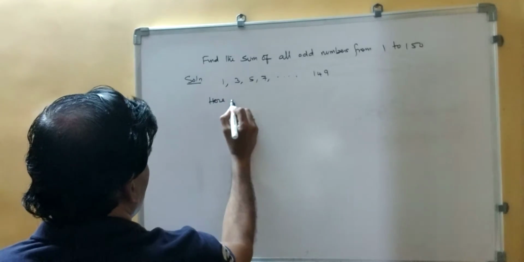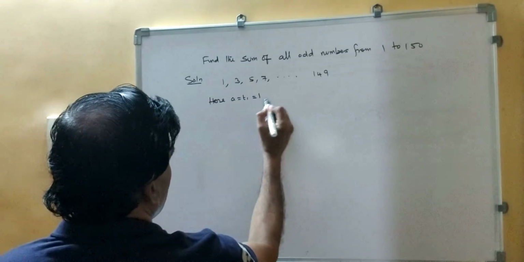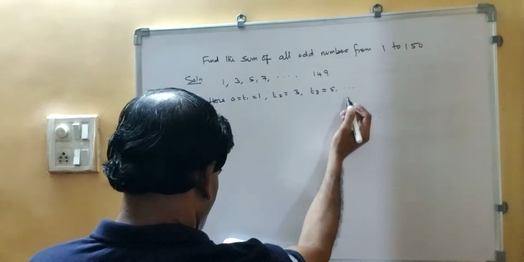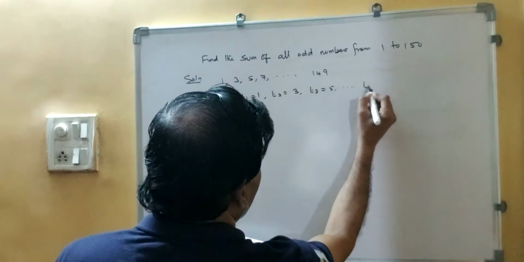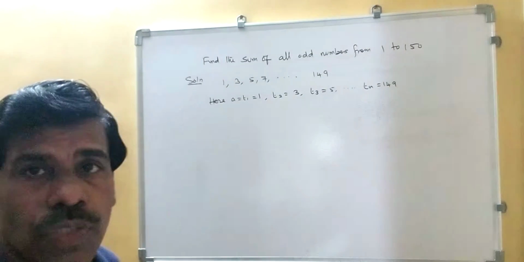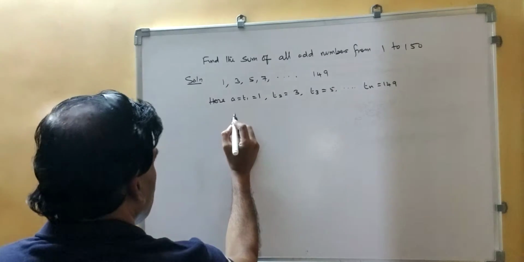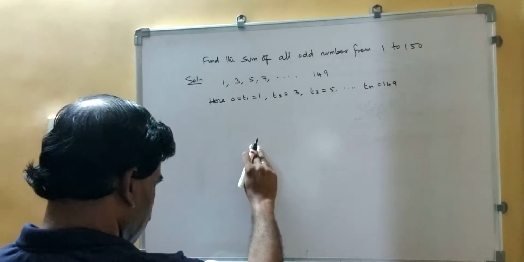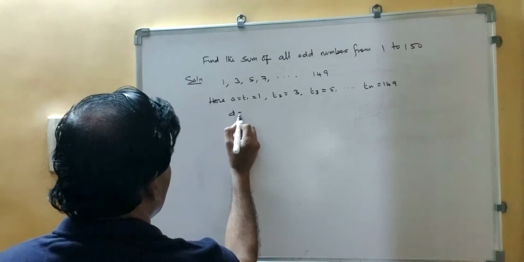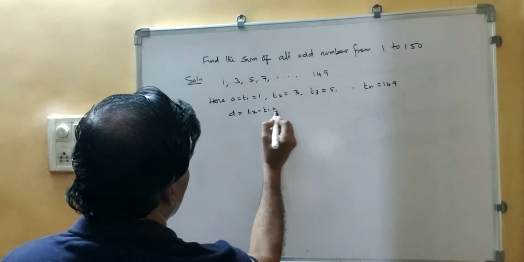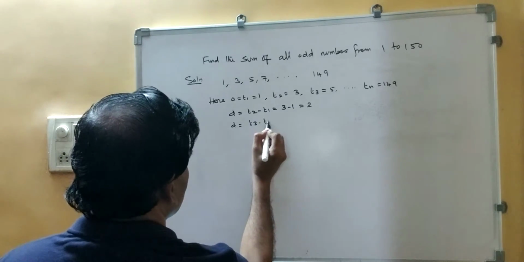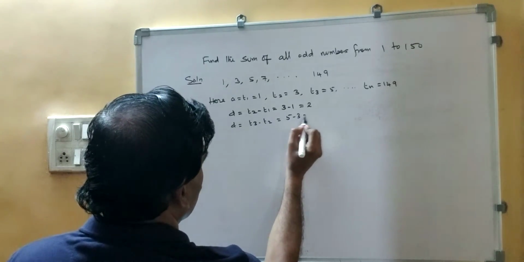Now here, what is T1? 1. What is T2? 3. What is T3? 5, etc. But here what is Tn, the nth term? 149. The nth term is 149. Now, what is d? We have to find out. d equal to T2 minus T1 equal to 3 minus 1 equal to 2. So d equal to T3 minus T2 equal to 5 minus 3 equal to 2.